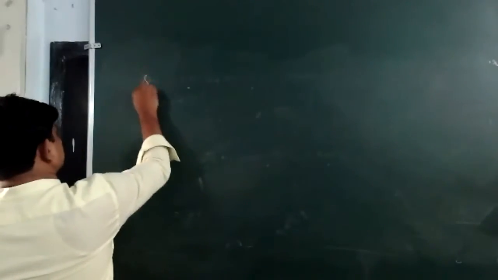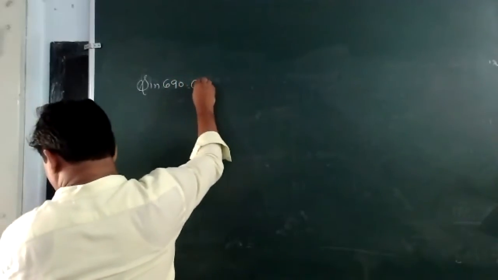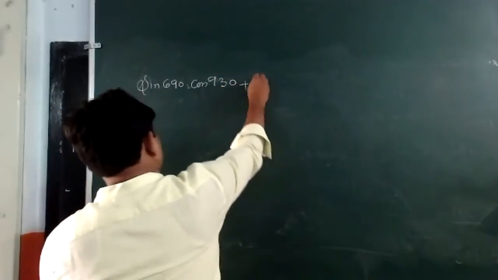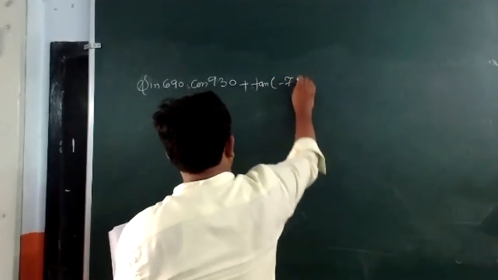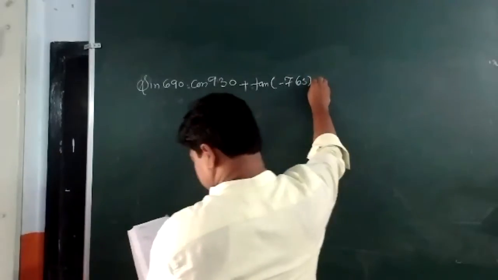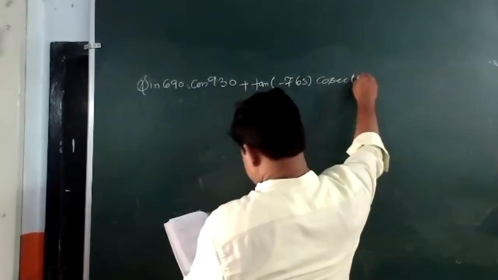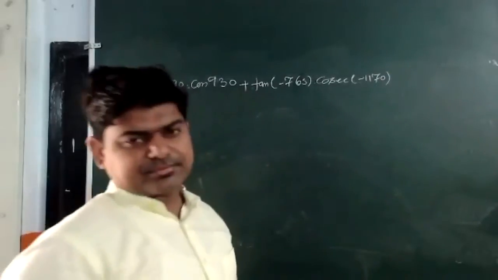If the quadrant concept is clear, I don't think you will have any problem solving any of these. Listen to me, it's written sin 690 into cos 930 plus tan minus 765 into cosec minus 1170. This is the question.